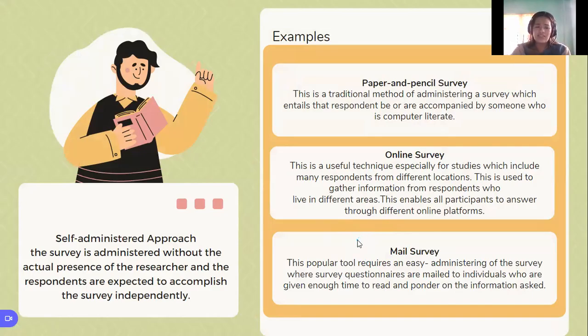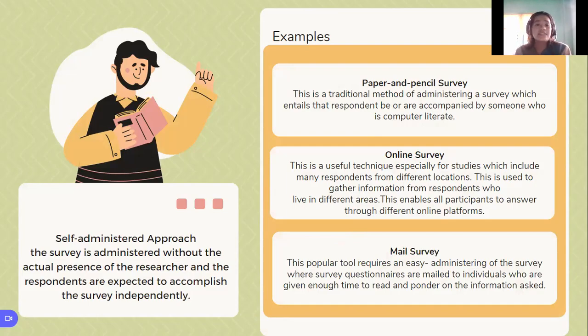The first type of self-administered approach is the paper and pencil survey. This is a traditional method of administering a survey, which entails that respondents are accompanied by someone who is computer literate. And so for paper and pencil survey, well, from the title itself, you can make use of paper and pencil. However, it can also be administered through a computer, wherein somebody who is computer literate, or marunong sa paggamit ng computer, will guide the respondent to answer.